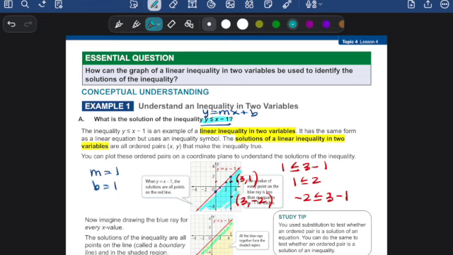You can see that here. So we shade everything below that line to show that all of those points, all of those ordered pairs, would also be solutions to this inequality. Any point in that shaded area would be a solution, or would make that inequality true, as well as a point exactly on the line, because it can equal x minus 1 also.